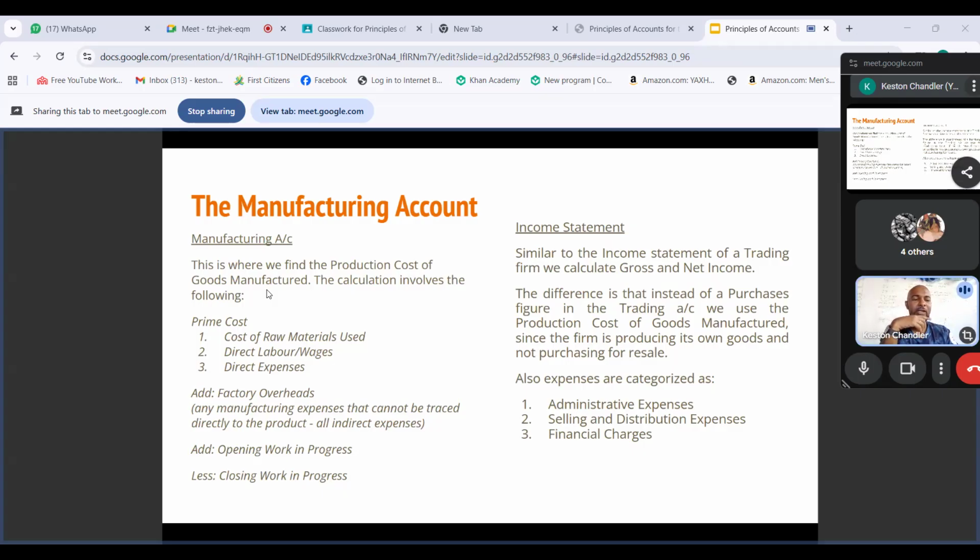The other category is our selling and distribution expenses. This is going to be anything related to selling and distribution. Your salesman wages, right? Maybe carriage outwards, because that's distribution expenses. And then finally, any finance charges. So things like interest on loans will go under financial charges, right? Depreciation on office equipment will go under administrative expenses. Yeah?